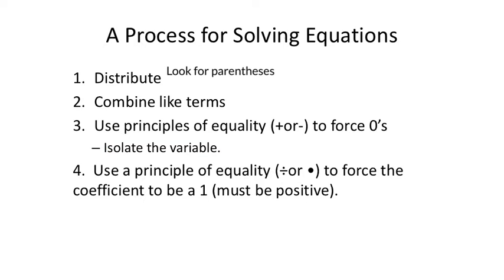The thing is now, with the principles of equality, especially to force zeros, and today's the first time we're going to see this, we will be doing this to x terms. So we're going to see terms that have x's, and we're going to zero those out so that it will simplify the equation and it will isolate the variable onto one side of the equal sign. That's what we mean by isolate the variable. We only want it on one side of the equal sign.